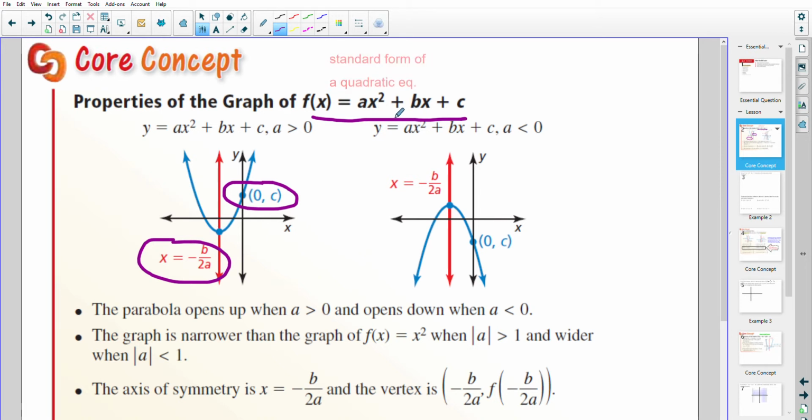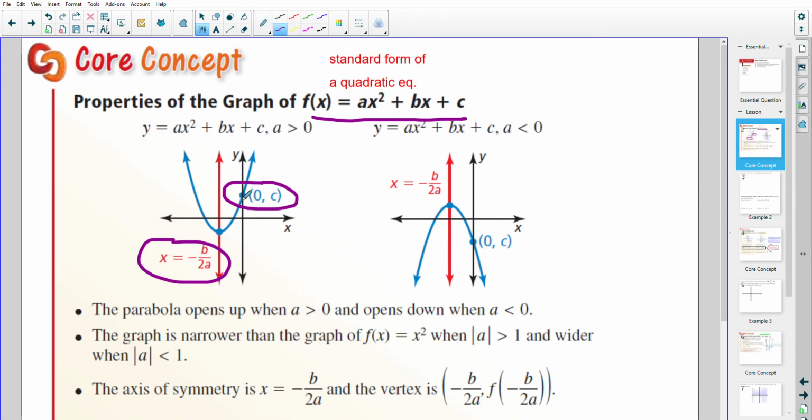as written as such, then the way that you're going to find the vertex is to remember that x is equal to negative b over 2a. Negative b over 2a creates either the minimum or the maximum x coordinate of the vertex. And again, if a is positive, it's going to go up. If it's negative, it's going to go down.